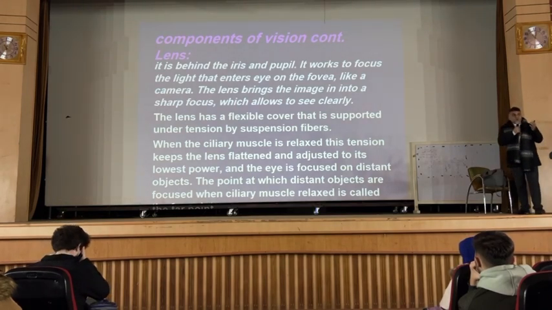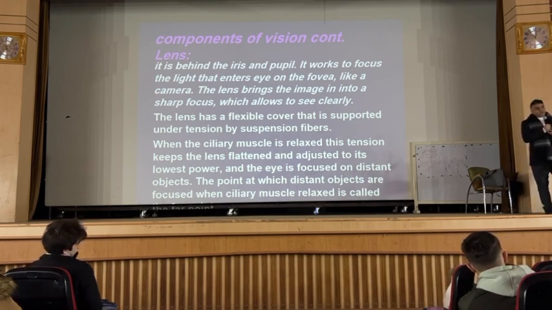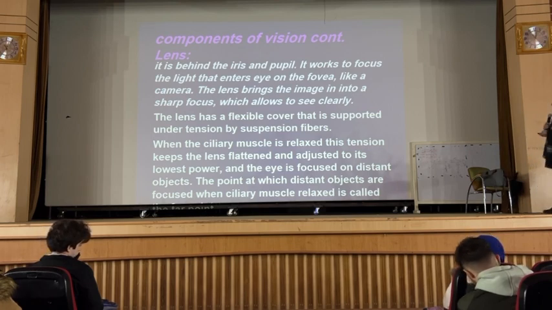What is the role of the lens? So this is the cataract. What is cataract? It is opacification of the crystalline lens, either in humans or animals, and it can also affect the iris.